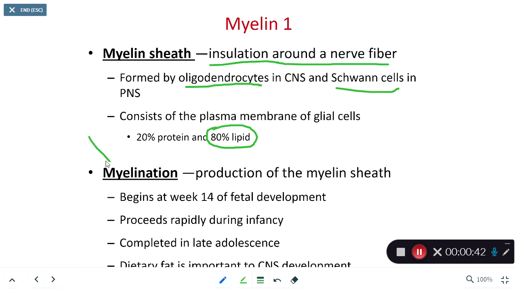And when we myelinate something, the process of myelinization typically begins at about week 14 of fetal development, and it happens pretty quickly during infancy, and then it's completed during late adolescence. As we look at this process of myelinization, it depends upon dietary fat. Myelin is mostly lipid. So if we don't get that fat in our diets, we are going to have a hard time getting the correct amount of electrical insulation, the correct amount of myelinization within our nervous system.